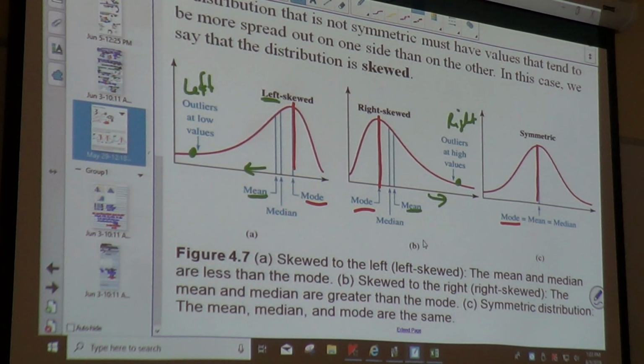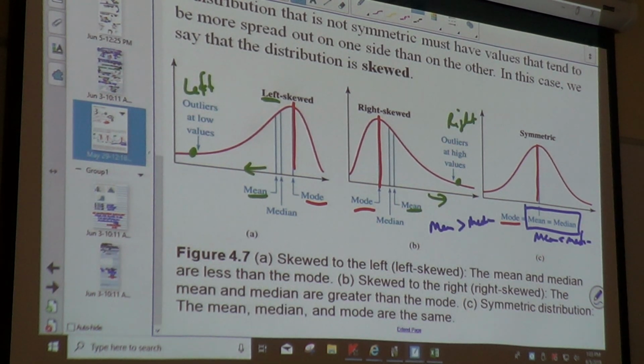The main thing they want you to realize, and they usually don't talk about the median as much, they talk about the mode as much, they talk about the mean. For this one, they like to say the mean equals the median. For this one, they say the mean is, what am I doing, right skewed? The mean is greater than the median. And for this one, they say the mean is less than the median.